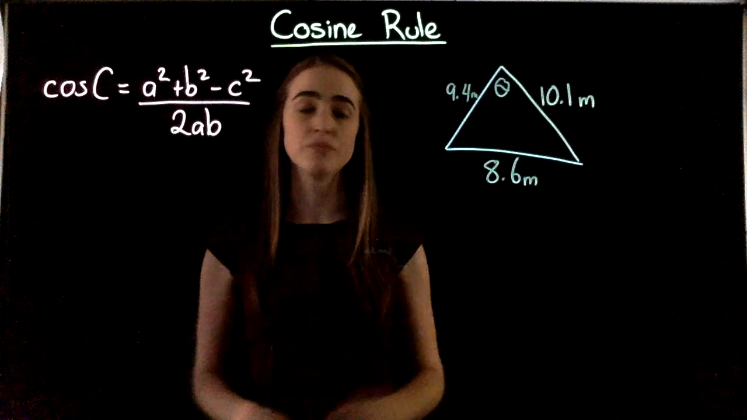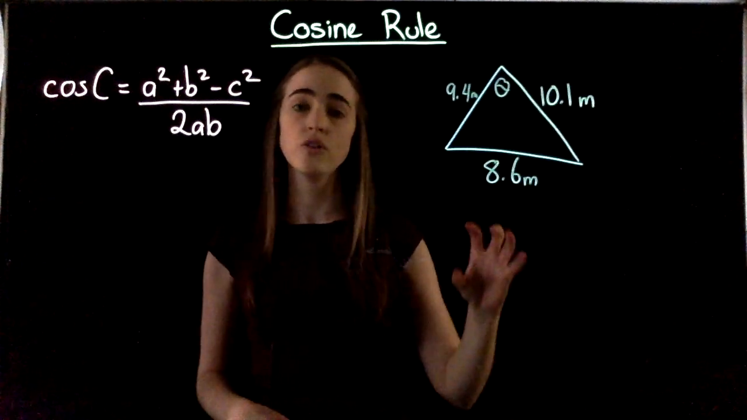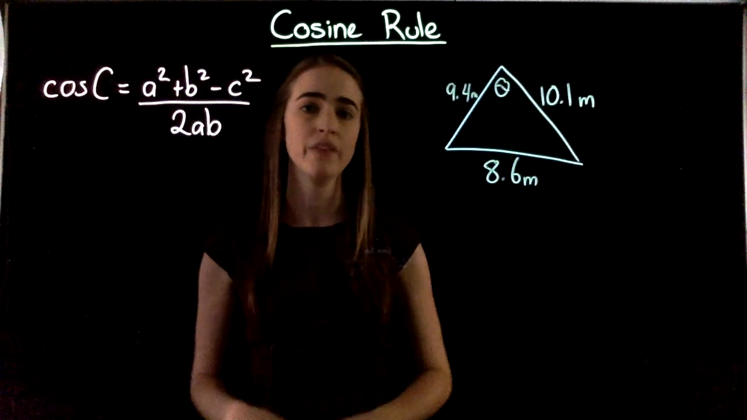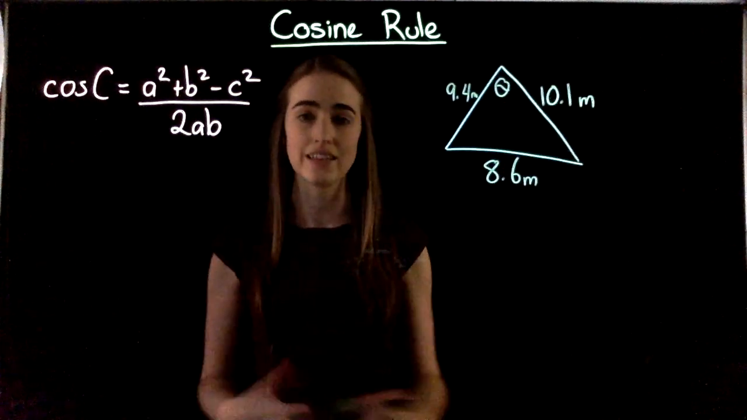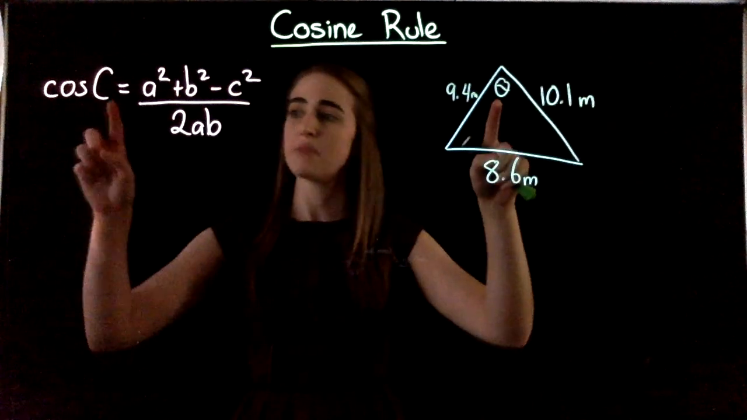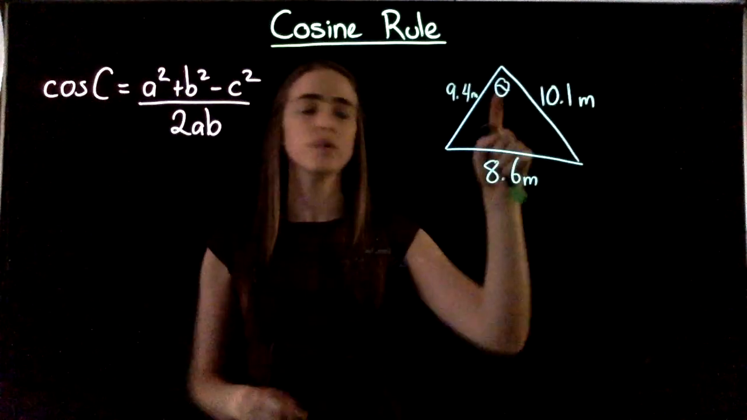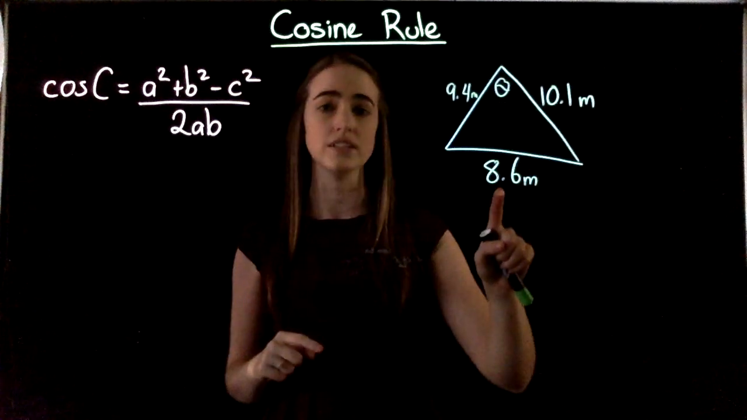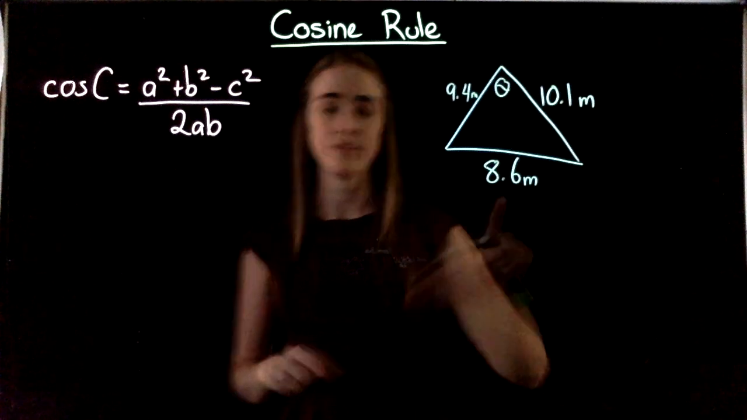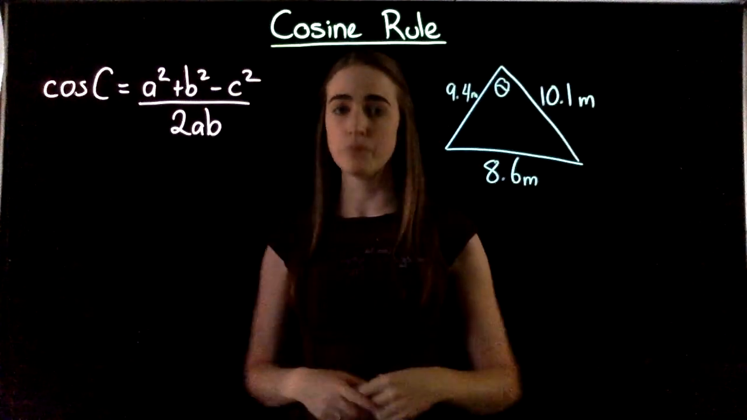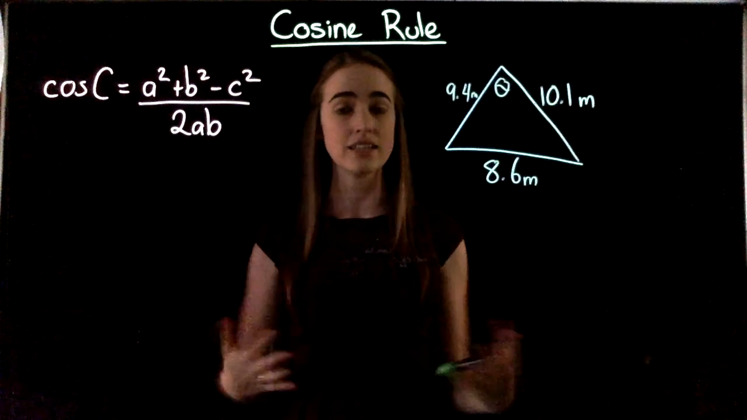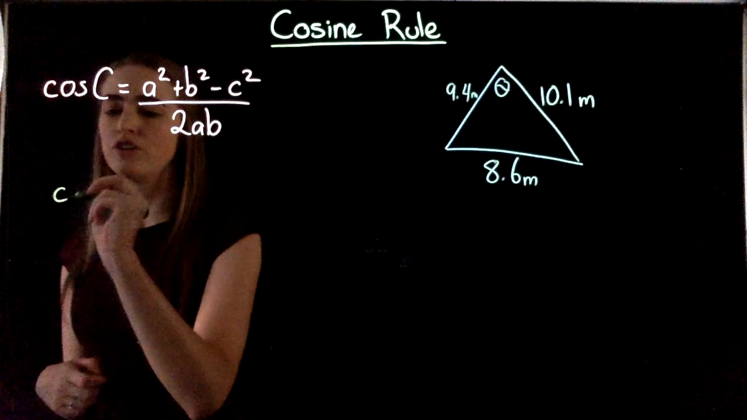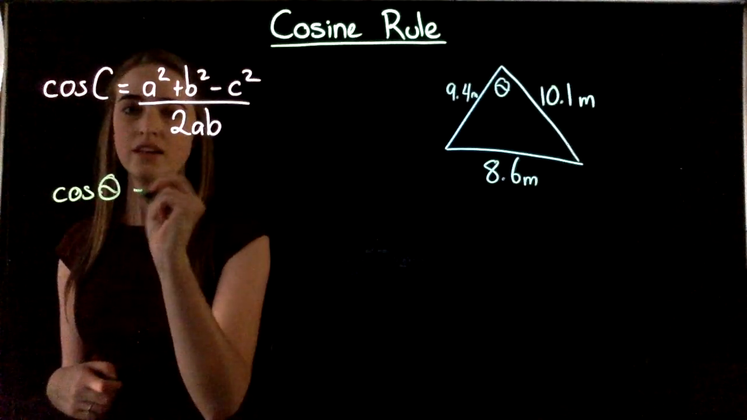Alright, so our second example is this one here. We've got all 3 sides of our triangle. This time we've got 9.4 metres, 8.6 and 10.1. And this time we're trying to find this angle in here, that theta. So our theta is going to be our C in our formula, which means that this lowercase c in the middle of our formula has to be the side that's opposite. It has to be our 8.6. So our 9.4 and our 10.1 can be our a and b, and it doesn't matter which order they go in.